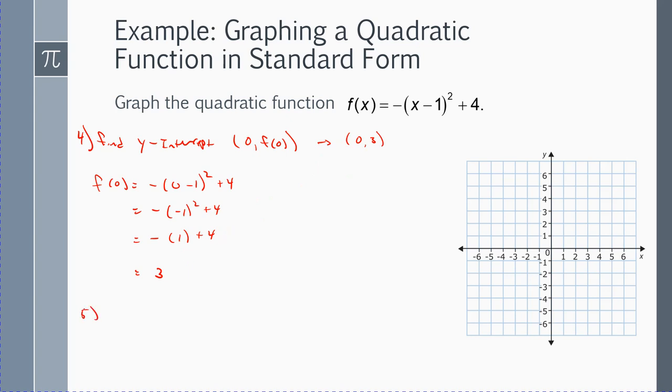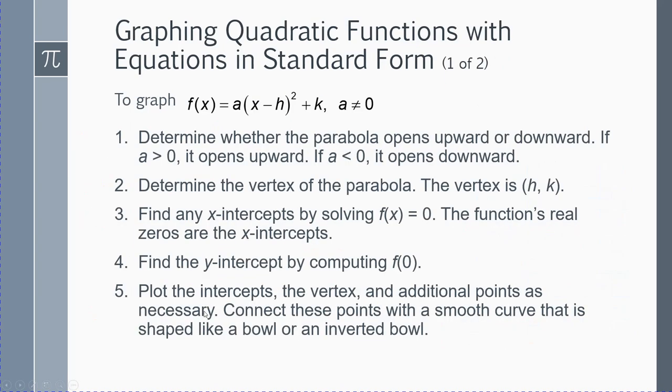Then the fifth thing you're going to do, the final thing, is plot the intercepts, the vertex, and any additional points as necessary, only if you need them. And then you're going to connect the dots, or sketch through the dots, a smooth curve that is shaped like a bowl or an inverted bowl.